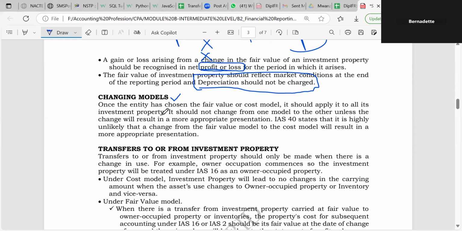That was the obvious. We said it before, right? That if you revalue one, you have to revalue all. You can't say one set uses the cost model and the other uses the fair value model, because they all belong to the same class. So there is no new point there, it is just the same as above. And then we say that you should not change from one model to the other as you wish, unless the change will result in a more appropriate presentation.